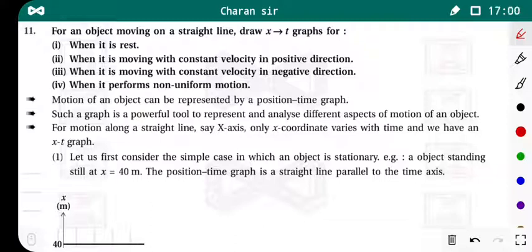And the fourth one is when it performs non-uniform motion. And what is non-uniform motion? If your object covers different distances in equal intervals of time, then we can say that the object is in non-uniform motion. Let's take an example.